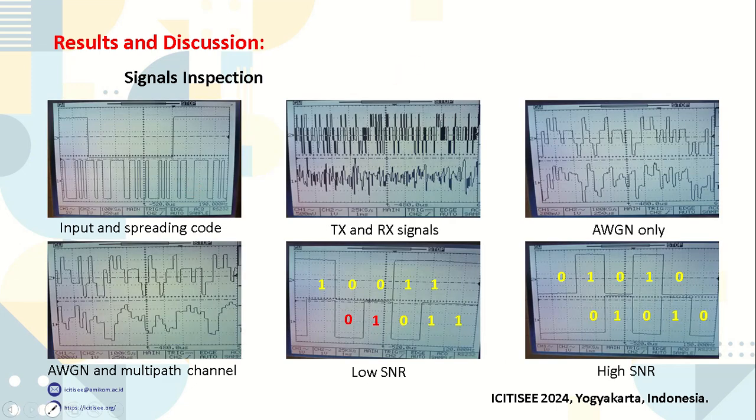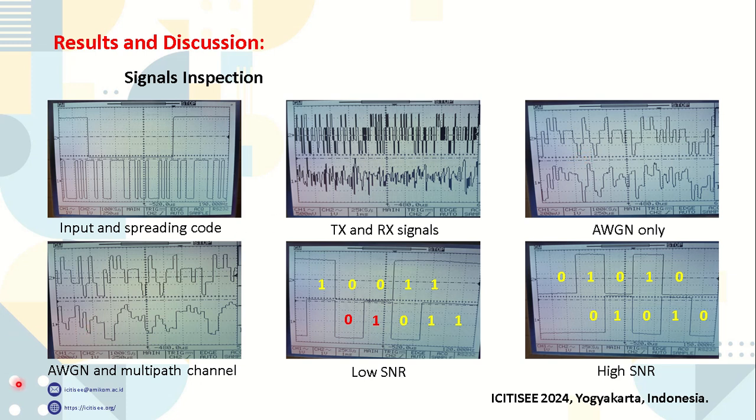Various signals can be inspected. Here we see the input data and the subroutine code. Here we can see the transmitted and the noisy received signal. And zooming in, here we can see the transmitted signal and the received signal with additive white Gaussian noise only. And we can notice that the effect of the channel is only an additive effect.